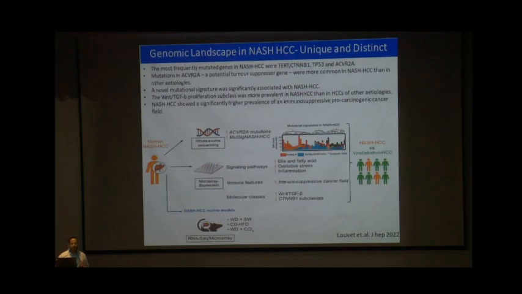Just to summarize what we discussed, the most frequent genes are CTNNB1, TP53 and ACVR2A. These are tumor suppressor genes typical of SCC rather than others related to NASH. Wnt and TGF-beta proliferation are more prevalent in SCC than in other etiologies, and they can have a pro-carcinogenic effect which we need to explore.